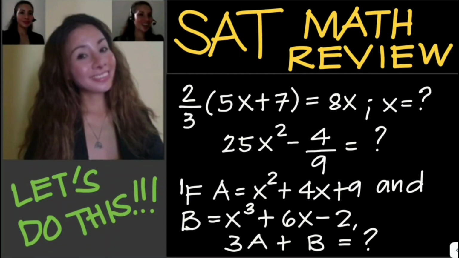Let's solve some problems here. Given the function f of x equals 2/3 x minus 5, what input value corresponds to an output of 3?